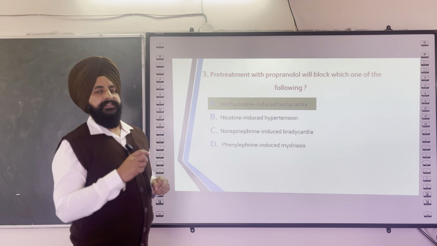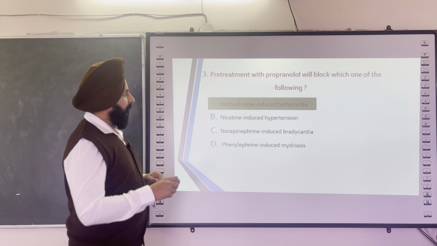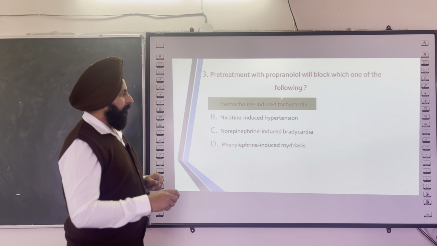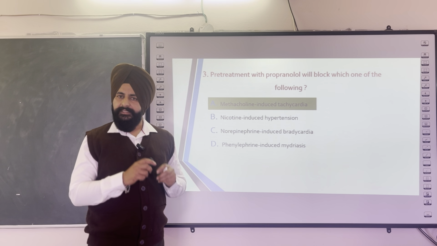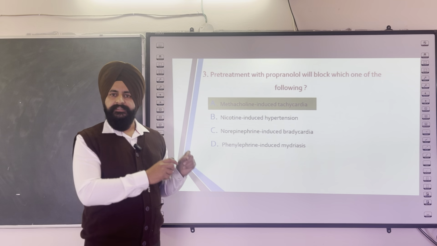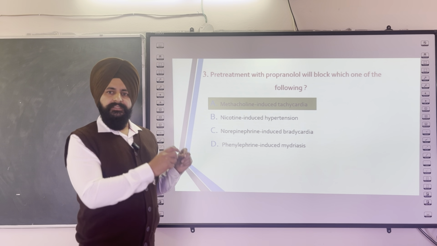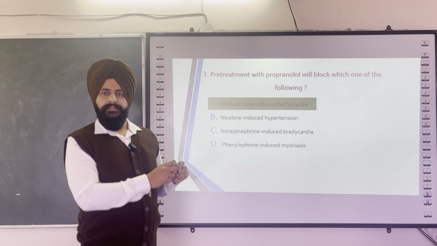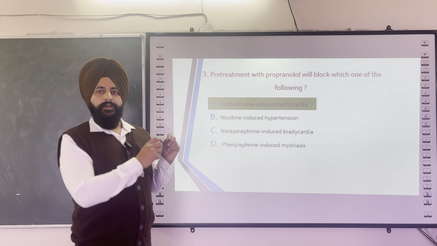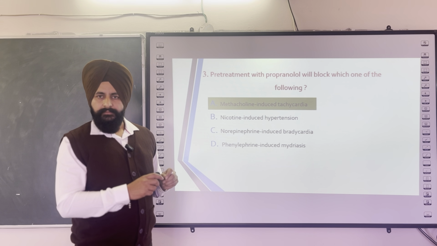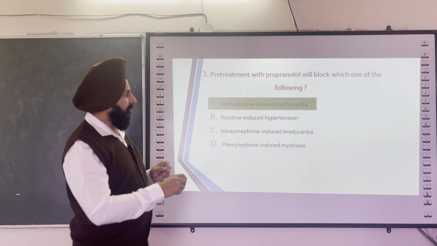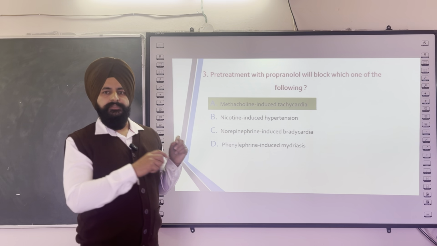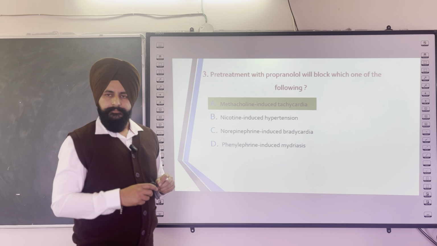methacholine induced tachycardia. So this propranolol, which is used for the treatment of supraventricular tachycardia, is an antiarrhythmic drug, and also an antihypertensive drug, and it is a non-selective beta blocker. So propranolol is a drug which will block the methacholine induced tachycardia in the heart.